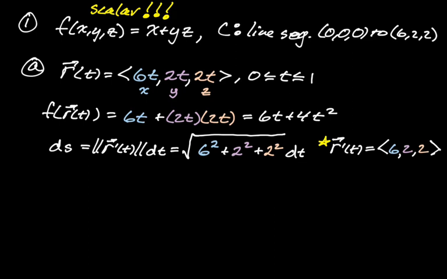All right, we are calculating the line integral along C of f of x, y, z ds. So this is a scalar function. Scalar functions get ds. ds is the magnitude of r prime of t dt. These are important things that you should remember.